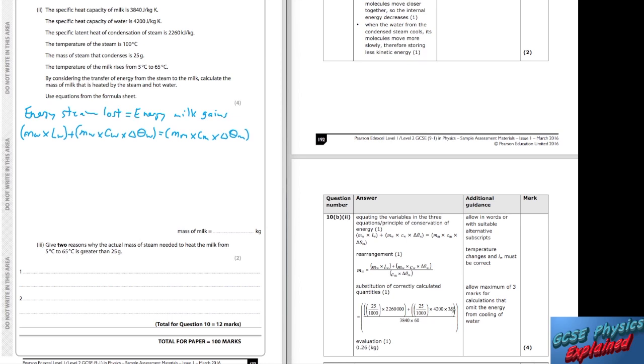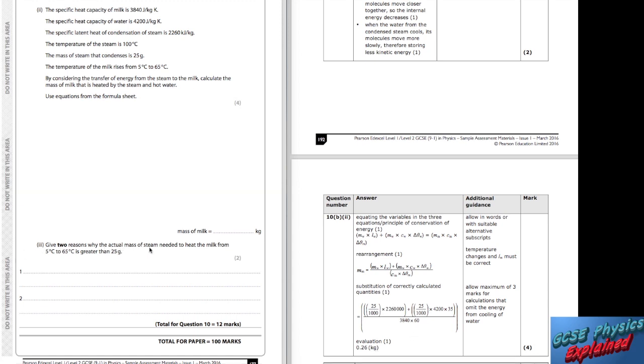Remember, the 35 degrees is because it's going from 100 degrees C down to 65 degrees C. And we'll divide that by the specific heat capacity of the milk multiplied by the temperature change of the milk. That's the specific heat capacity of the milk, and 60 is the temperature change of the milk as it goes from 5 to 65. And that comes out as 0.26 kilograms. Once again, a pretty tricky question.